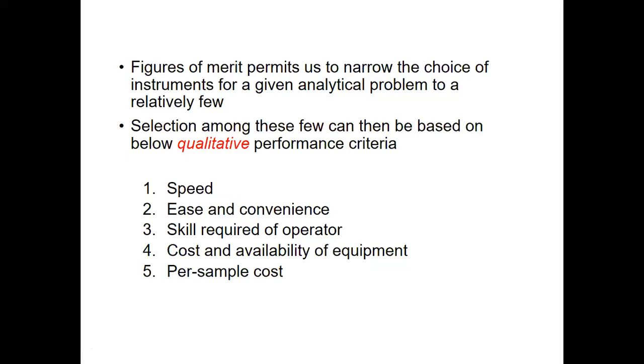And the cost and availability of the equipment. That's another most important thing, the cost and availability. So if it is a highly expensive one, there's no point of doing a simple analysis. So based on the analysis, we have to determine, and based on the cost which will be needed, we have to determine whether it's worthy to use this instrument or not. And per sample cost, it's also a similar thing. For one sample, what is the expense that will be used, so it's also important. So we have to consider these qualitative performance criteria also along with these figures of merit. Right?